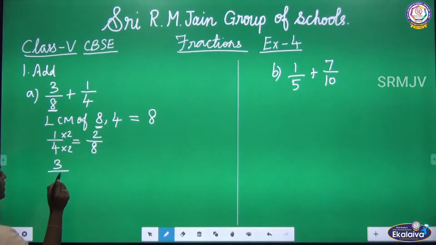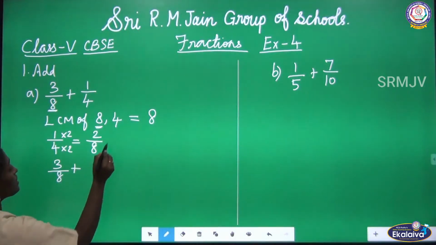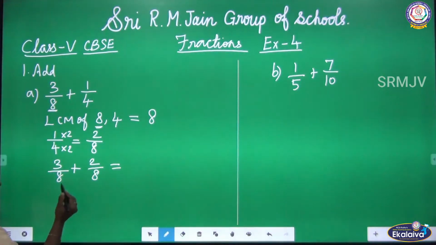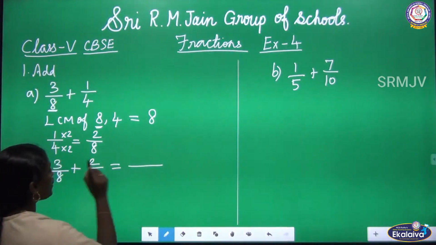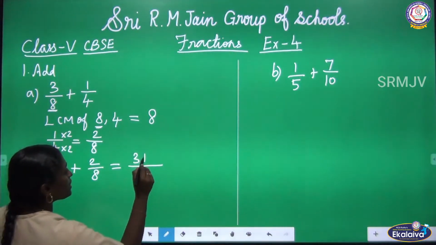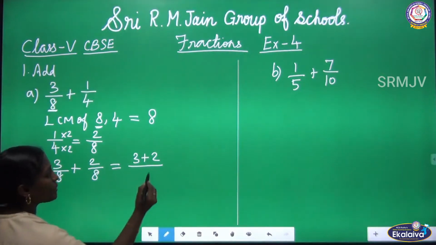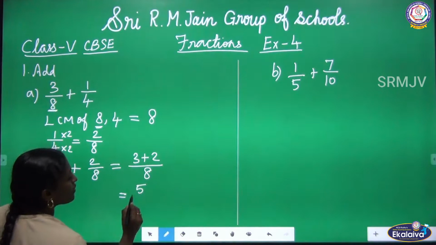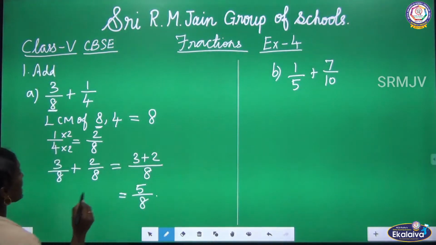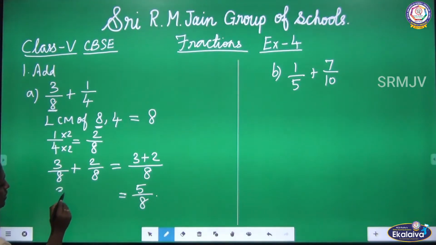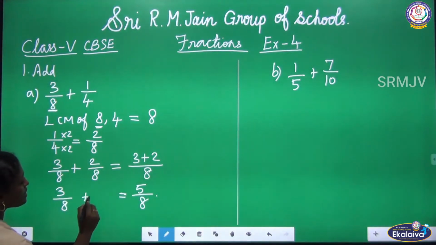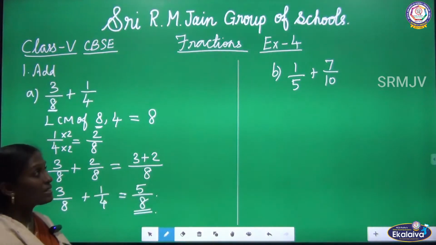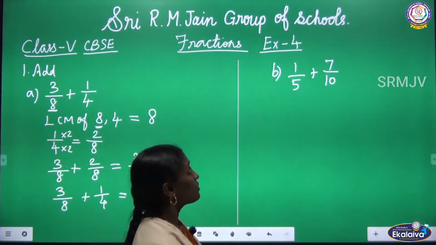Now the first fraction 3 by 8 plus the second fraction 2 by 8. We got the like fractions. Now we can add the numerators 3 plus 2 by the same denominator number 8. 3 plus 2, 5. 5 by 8. So the answer is 5 by 8. 3 by 8 plus 1 by 4 is equal to 5 by 8. Was it clear? See the next numbers.